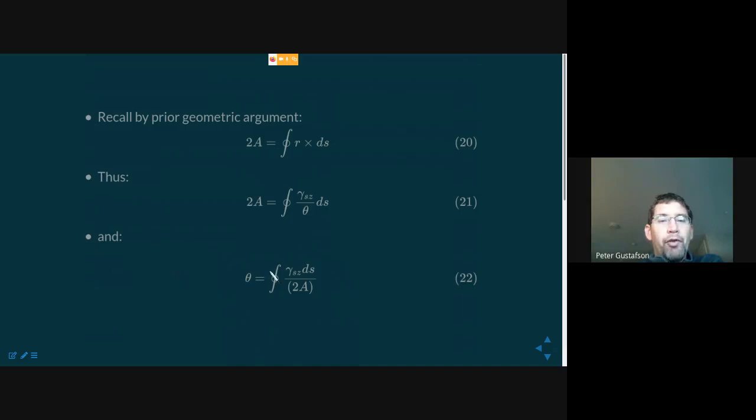Okay, so this is just kind of a summative slide. We're bringing together several things now that we've already determined. One of them is that 2A is equal to the closed integral of r cross ds. Therefore, when we plug and chug, we're going to find that this is going to be equal to gamma SZ over theta integrated over ds. And so from that, we can actually solve for theta. We can say theta is equal to the closed integral of gamma SZ over 2A times ds.